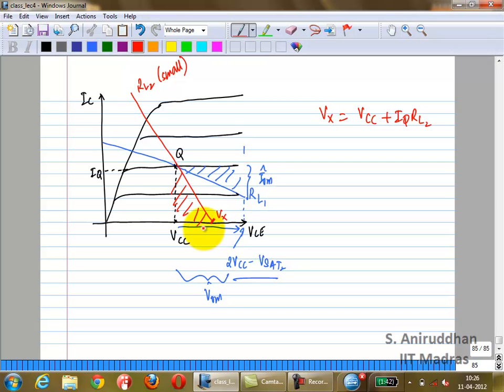Remember, think about this. In one case your current is getting completely cut off. In the other case it is with respect to IQ. Just think about it. So his question is, why are you taking the vertical area instead of the horizontal area, right? So think about why that is the case.